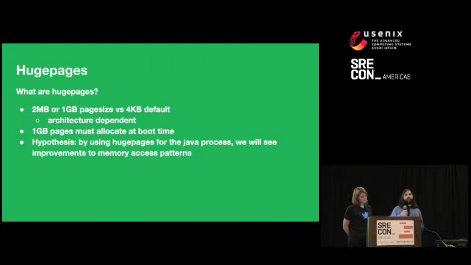One of the trade-offs that we made when we selected for 1 gig huge pages is that those need to be allocated at boot time. So there's a little more configuration that needs to go into this. Basically, our hypothesis here was that with our large heap size, we'd see some gain by having fewer entries in the TLB to represent the same amount of memory space.